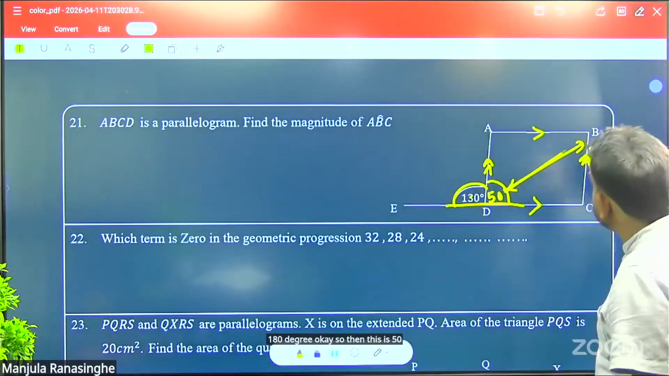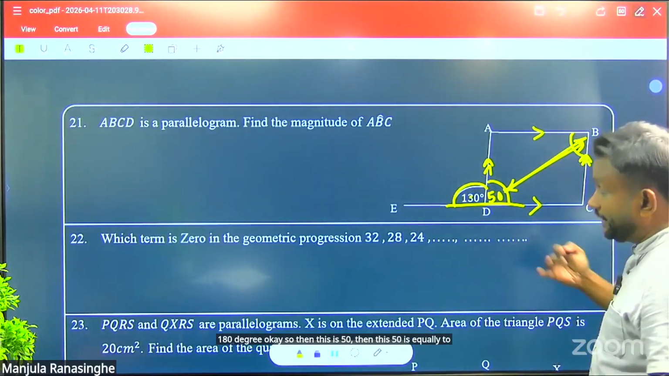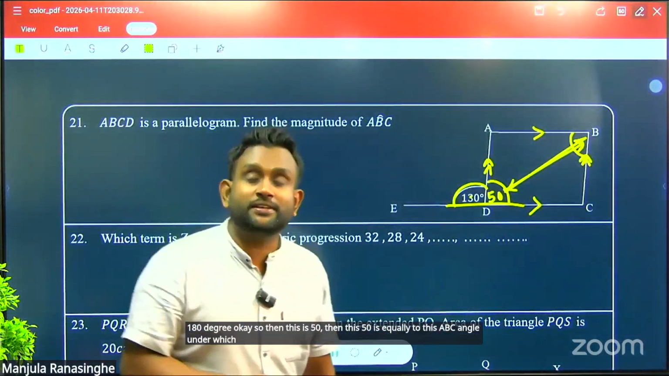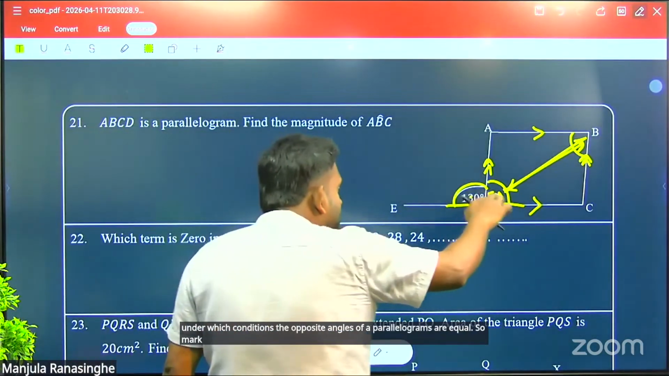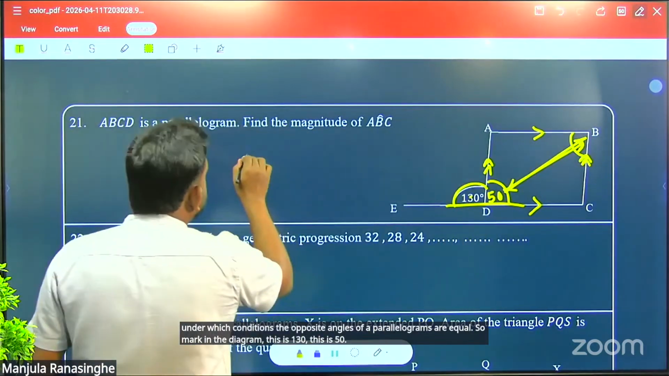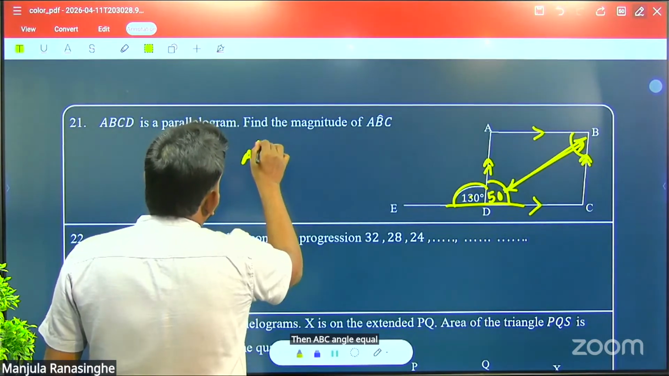Then this 50 is equal to this ABC angle, because the opposite angles of a parallelogram are equal. So mark it in the diagram. This is 130. This is 50. Then ABC angle equals 50 degrees.